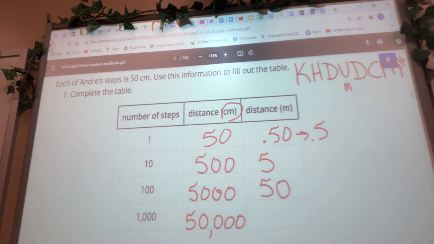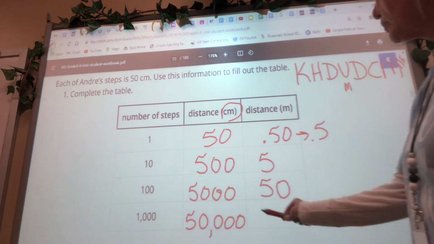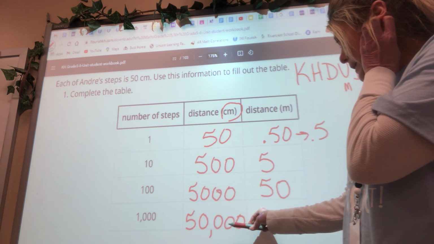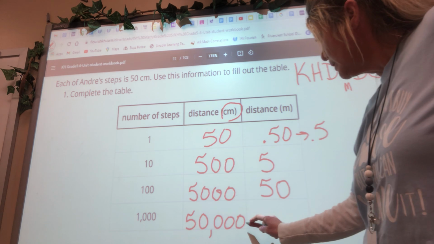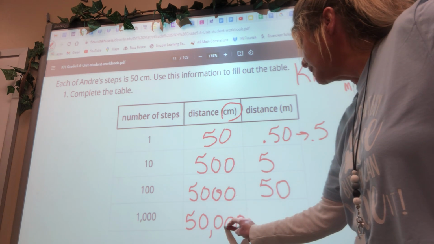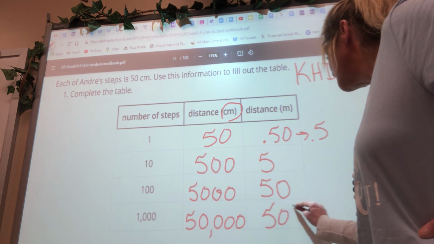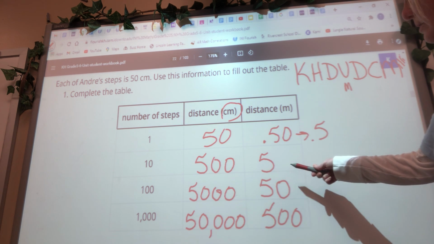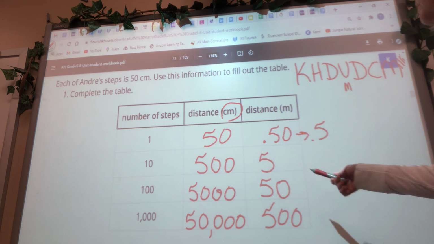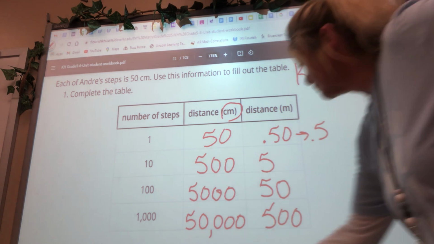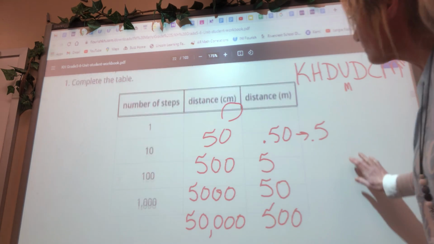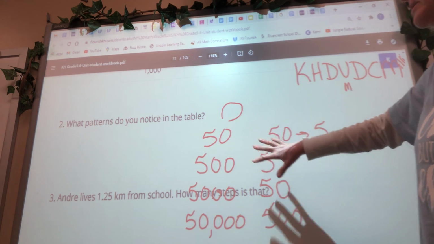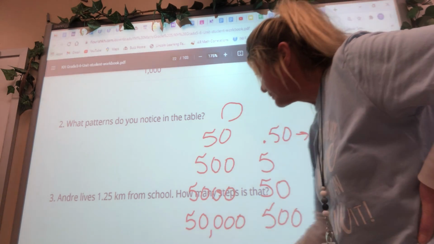And let's think about that for a minute. If it takes 100 of these to make these, then I would be dividing this by 100. So I would be moving that 2 times. So this would be 500. And it makes sense over here. This is 10 times greater than this, and this is 10 times greater than this. What patterns do we notice in the table? Everything is increasing by multiples of 10.